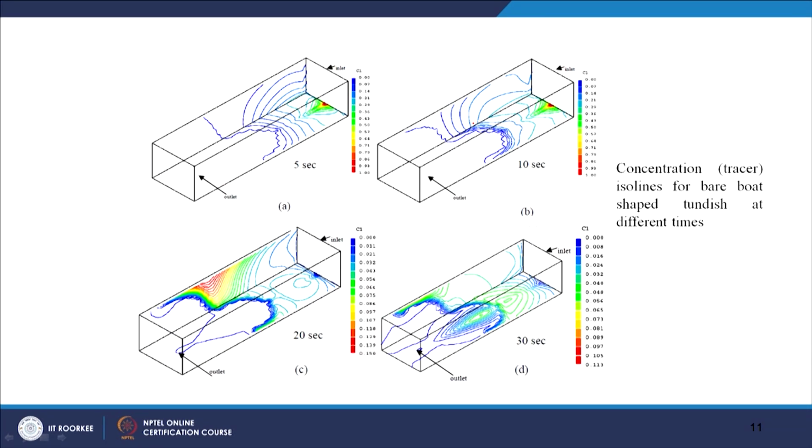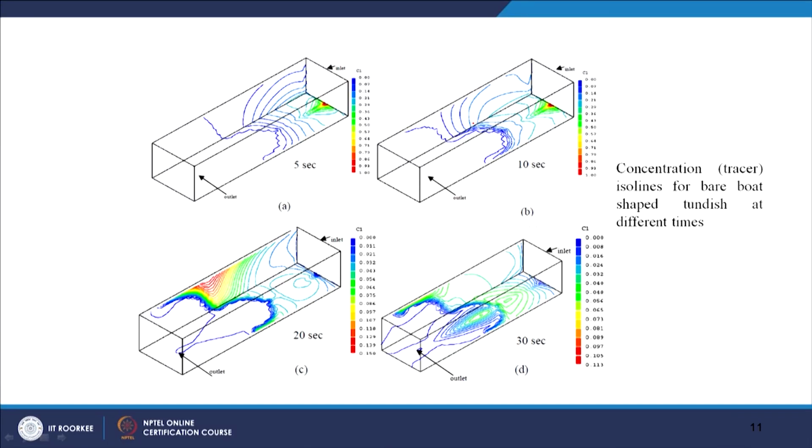Another way you can do this analysis is by looking at the concentration isolines. You can draw these concentration isolines with time, because when you solve the tracer concentration equation, it is solved in a transient manner. So with time variation you are plotting the variation in the concentration at the outlet. What you see is that as the time progresses, the tracer will advance towards the outlet.